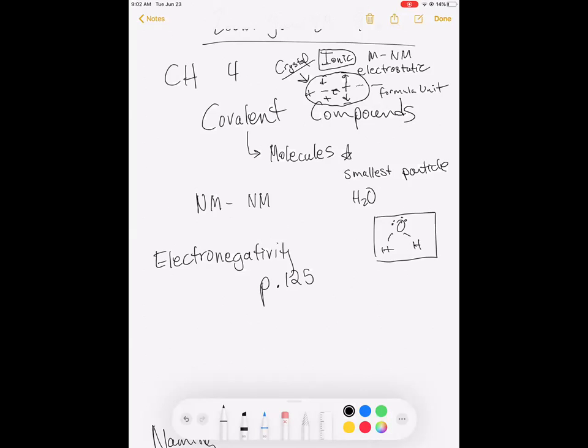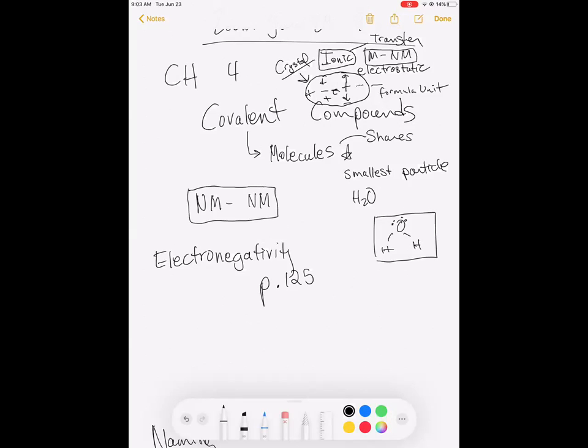NaCl, sodium chloride. Now, covalent compounds are bonded. They share electrons. They do not transfer. Ionic transfers electrons. Molecular shares electrons. That's the big difference. And so we're going to be looking at that with Lewis structures. So don't forget, an ionic substance is metal to non-metal. A covalent compound is a non-metal to a non-metal.